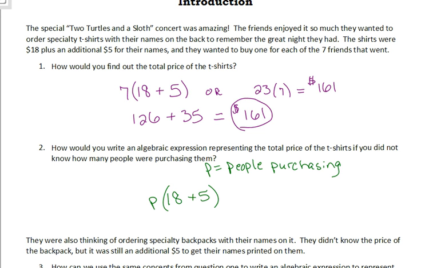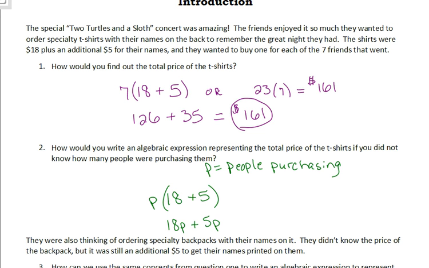All right, well, let's look at what we did up here. We took 18 times 7 to get the 126. So here we're going to take our 18 times P. And remember, we always like to keep the variable second. Then we had to say, well, it cost that $5 extra for the name on the back, so it's going to be plus that $5 extra per person.